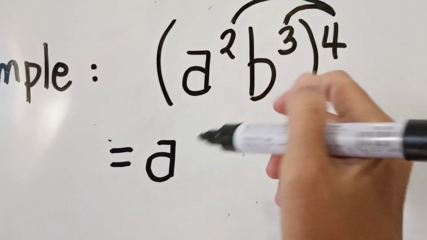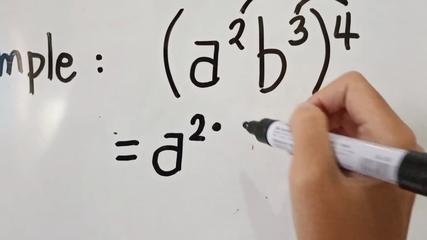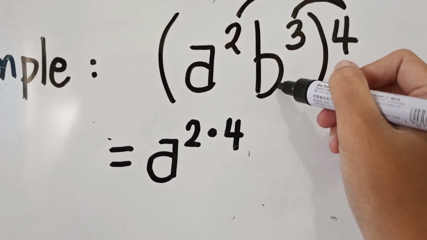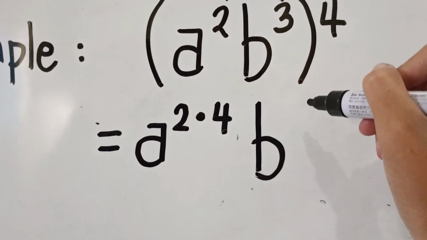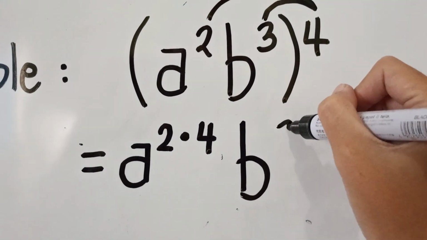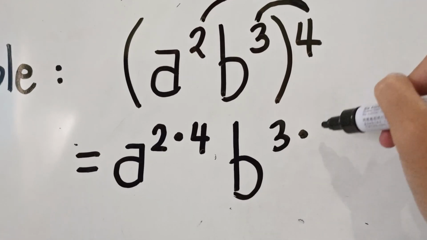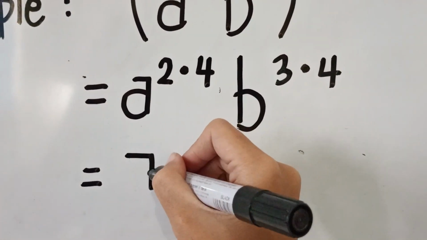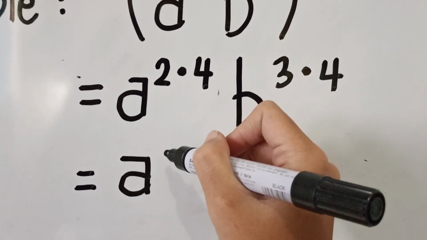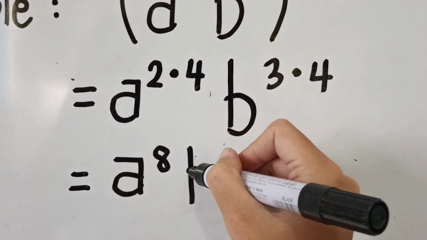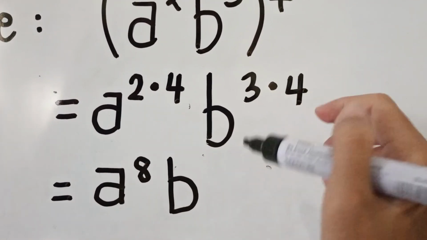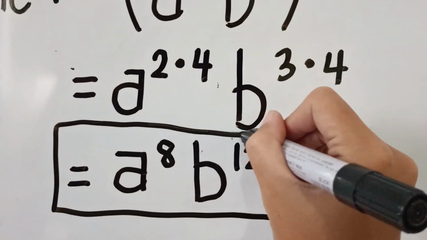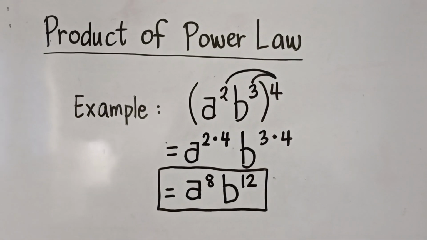So we have the a first, and then copy the exponent 2 multiplied by the external exponent, which is 4. Next, let's have the variable b, and then the internal exponent, which is 3 multiplied by the external exponent 4. That's how we do the distribution. Then let's copy a again, and 2 times 4, that's 8, and variable b, then exponent 3 times 4, that will give us 12. So the answer is a raised to the power of 8, b raised to the power of 12.